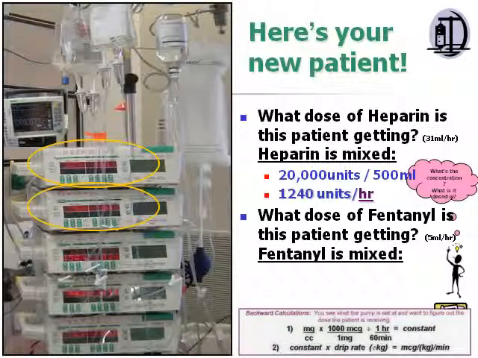Okay, one more example here. What is the dose of the fentanyl that this patient is getting? So fentanyl, the pump is set at 5 mLs per hour, and fentanyl comes in 2,500 mics in a 250 ml bottle or bag. And so doing that math, 2,500 divided by 250, we get 10. That's our constant, times our drip rate, so 10 times 5 is 50 mics per hour.